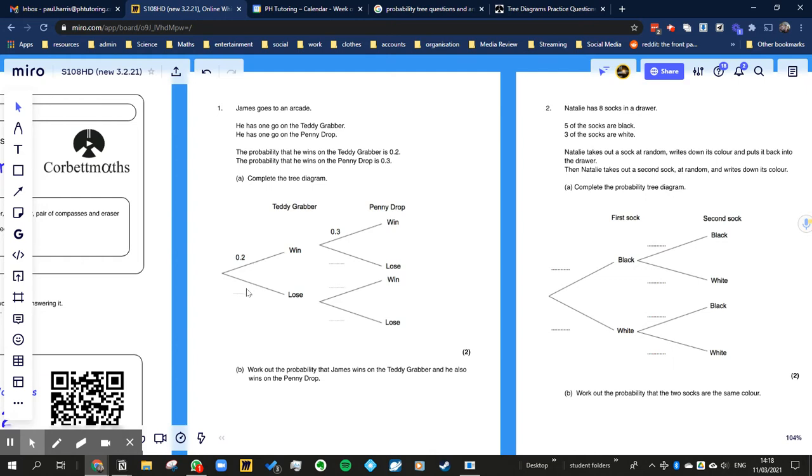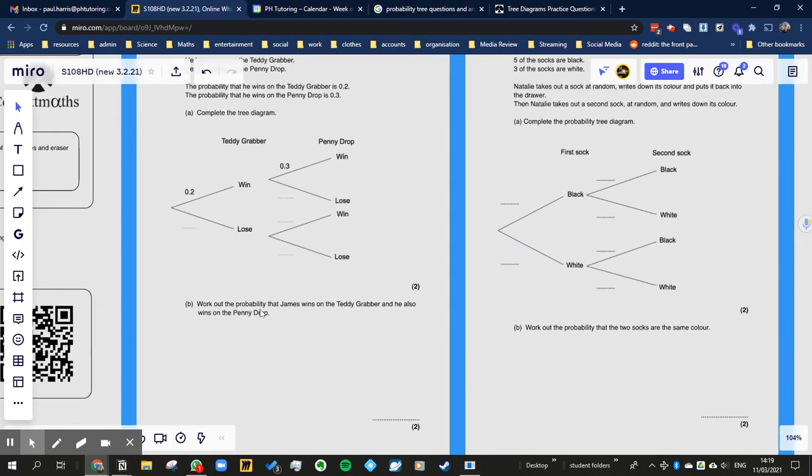That's what the diagram is saying. So this one here is going to be 0.7. And if we read it carefully, then yeah, that's going to be 0.3 and then 0.7 again. Okay, so that's completing the diagram.